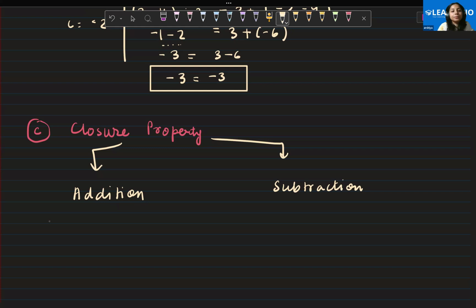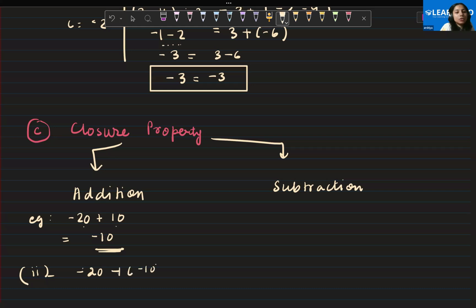Okay, so let's take an example. Let's add negative 20 and plus 10. So what will I get? Can anyone tell the answer? Minus 10. Very good. So we're getting negative 10. So that means on adding two integers, we are getting one integer. Let's take another example. Let's take both of them as negative. So negative 20 and plus negative 10. So how much will I get?